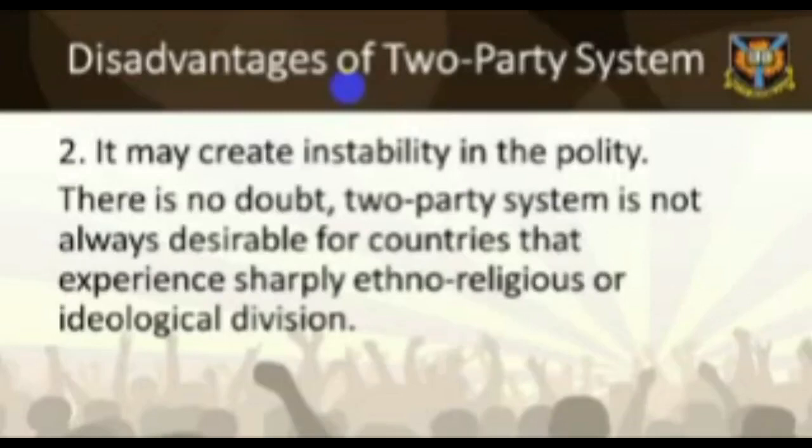Just imagine having two-party system in a political system or country where there is mutual suspicion and structural hatred between two ethnic groups, and each of the two dominant parties is majorly controlled by each of the two ethnic groups. There is tendency that such a situation will generate tensions and perhaps political instability.